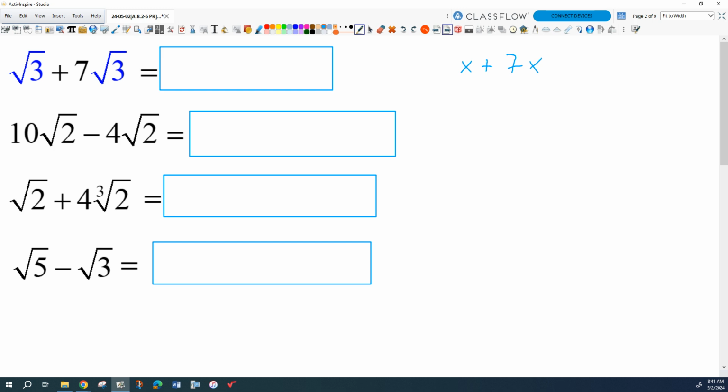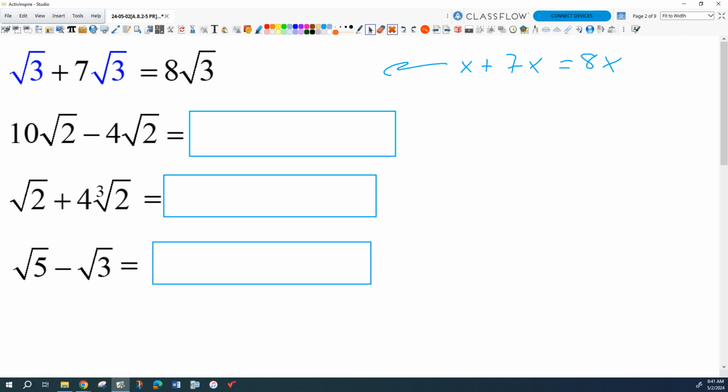Same thing here. I've got 1 square root of 3 plus 7 more square roots of 3 is how many square roots of 3? 8. Yeah, exactly. Just like this would equal 8x, this equals 8 times the square root of 3. Okay, does that make sense? So you're not changing the radical when you're adding or subtracting. You're just combining like terms if you can. What am I going to get here?